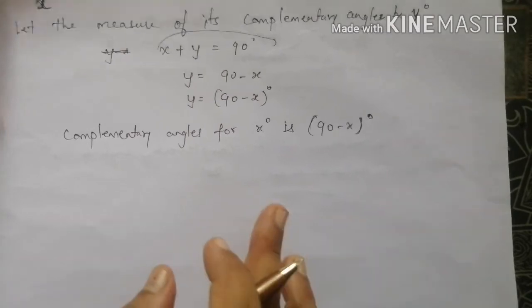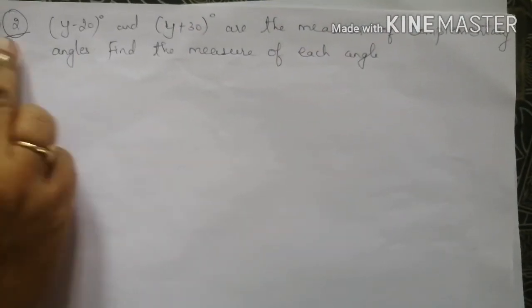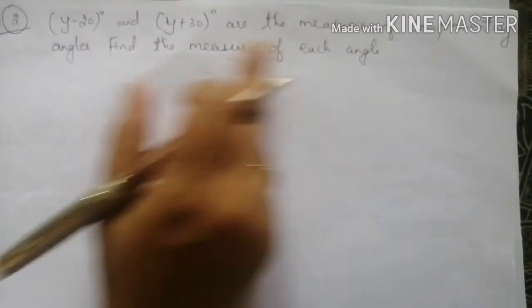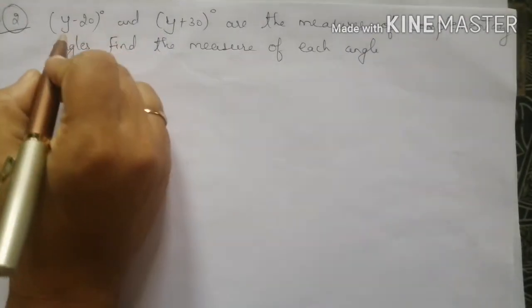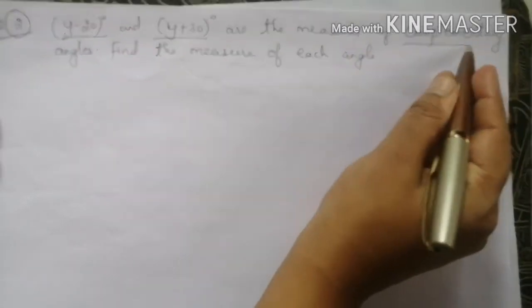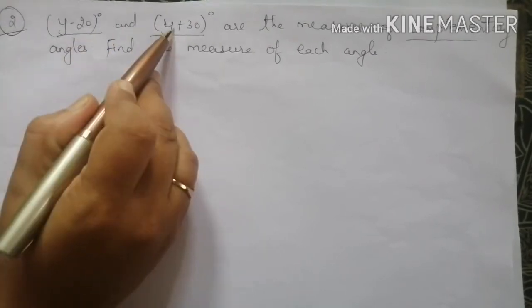Now let's move towards question number 2. Question number 2 is this. y minus 20 degree and y plus 30 degree are the measures of complementary angles. Find the measure of each angle. So children, these are the two angles which they are saying are complementary angles. Complementary means their total is 90 degrees. So these are the two angles.